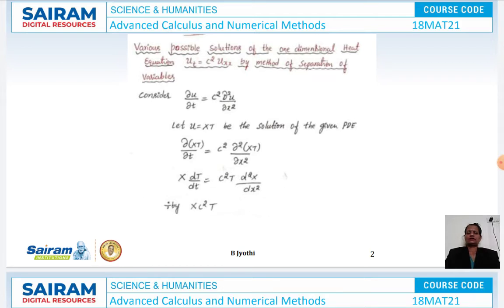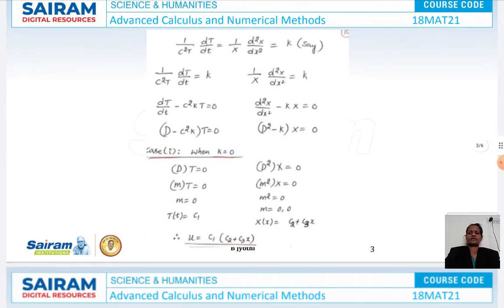Let us divide throughout by X c² T. Then we get 1/(c² T) dT/dt = 1/X d²X/dx². Let us call this k. Now 1/(c² T) dT/dt = k, or 1/X d²X/dx² = k. Cross multiplying and taking it to one side, we get dT/dt − c² kT = 0. Another equation is d²X/dx² − kX = 0.